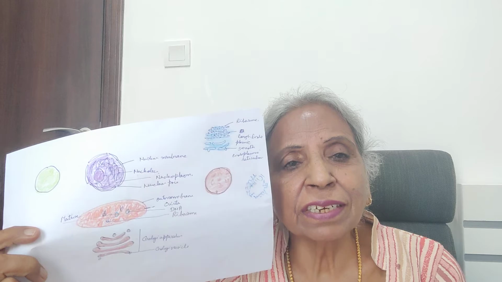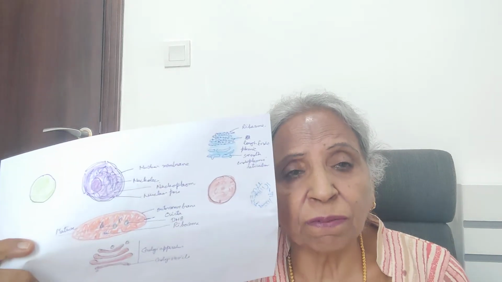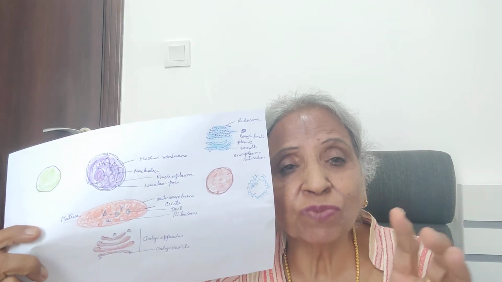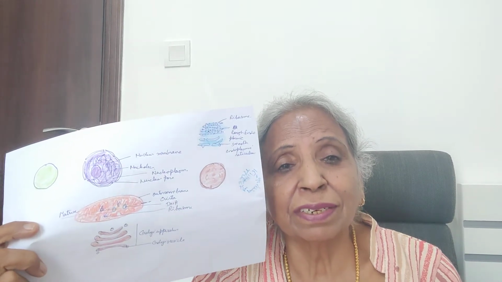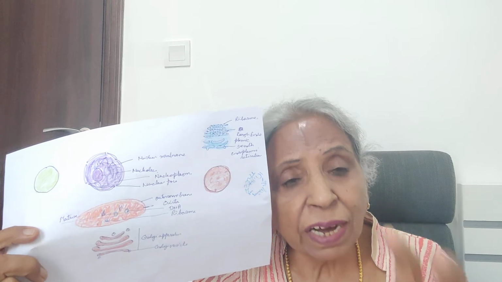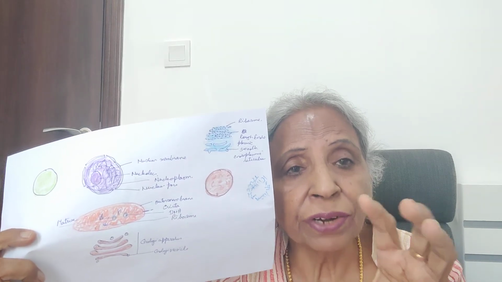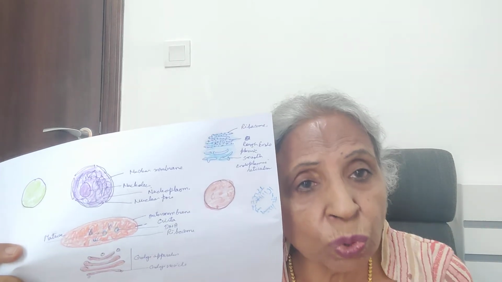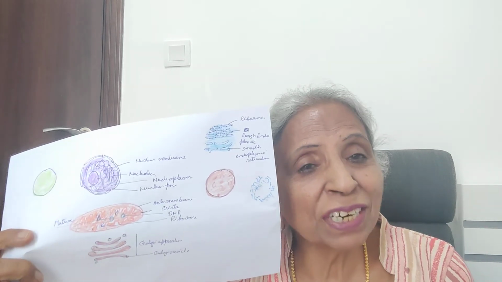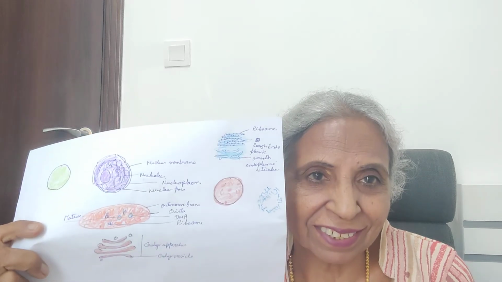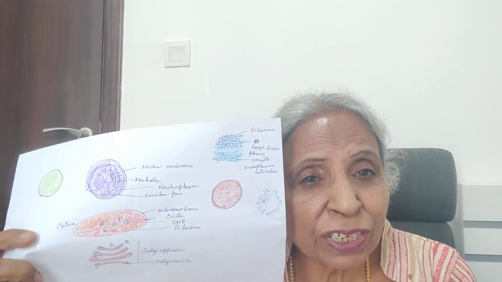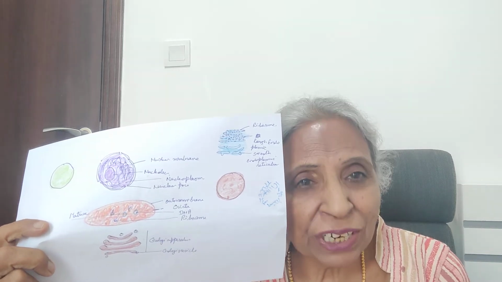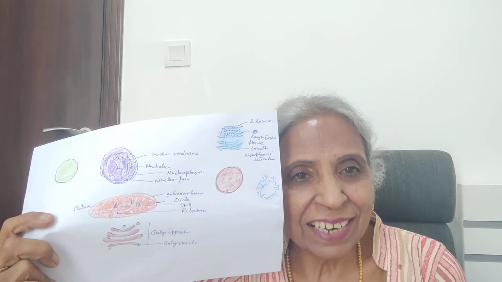Similarly, if the cell itself becomes old or worn out due to some metabolism, again the lysosome will release its digestive enzyme and will digest its own cell. So they are also called the suicidal bags. So what is their function? Lysosomes: digestion, excretion, protection, cleaning, right?